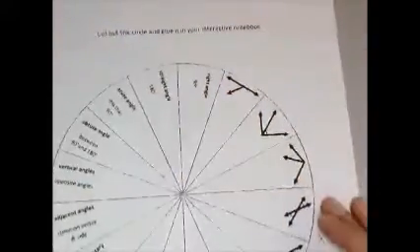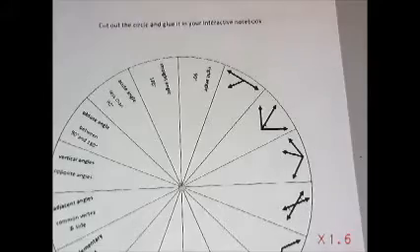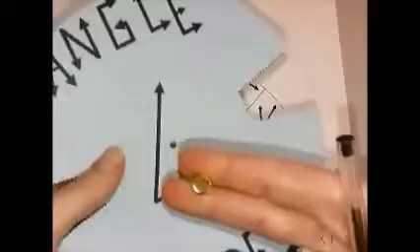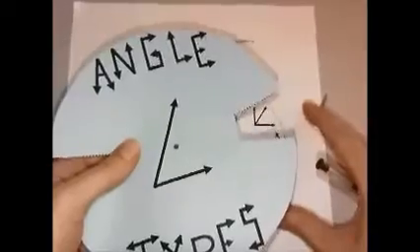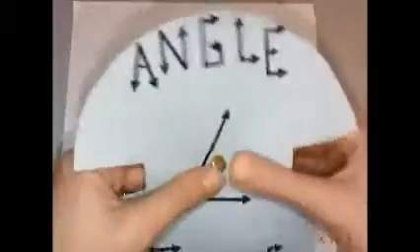Now, you are going to put together a vocabulary wheel for angle types. You're going to cut out this white circle and paste it into your notebook on page 5. After you've pasted it, cut out your blue circle and put your brass brad right into the middle of your blue circle, in that hole right in the middle.